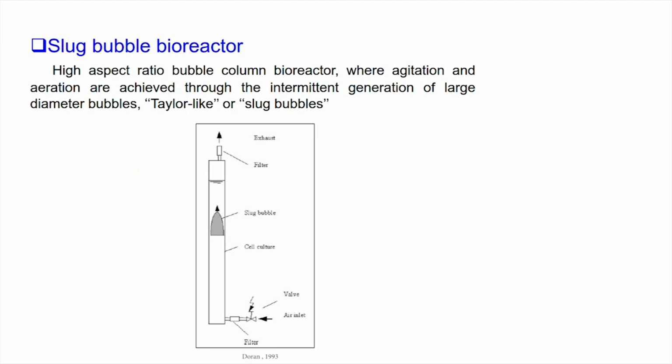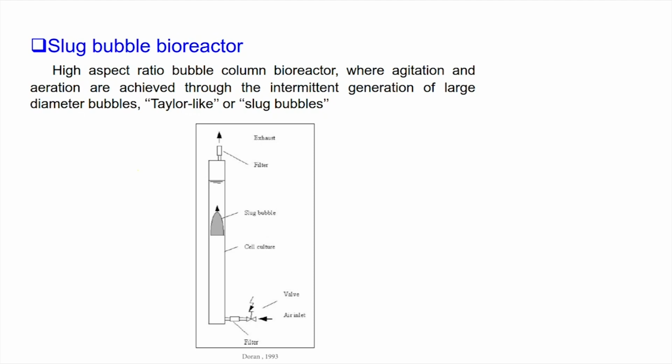So, in this, a single bubble is created which can span the entire column, the entire reactor volume, as it moves slowly, and the mass transfer would take place as it moves along the edges of the bubble. It is said that it will create a plug flow.